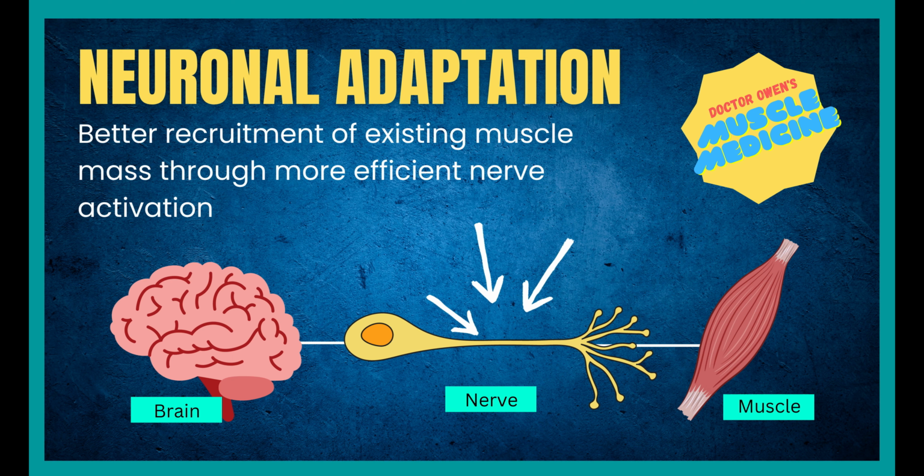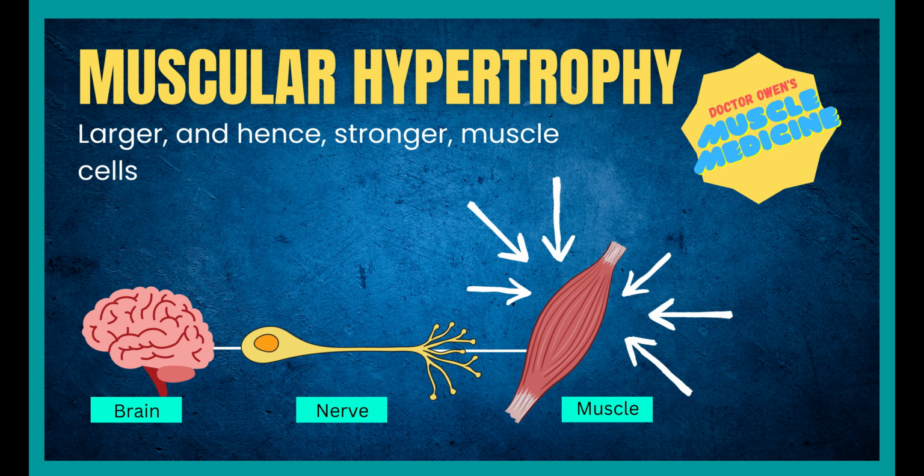Neuronal adaptation describes forging better, more efficient links between the pre-existing muscle tissue and the brain. This enhances our ability to recruit the muscle we already have, so it increases our strength independent of the muscle size. Muscular hypertrophy grows both size and strength of the muscle.